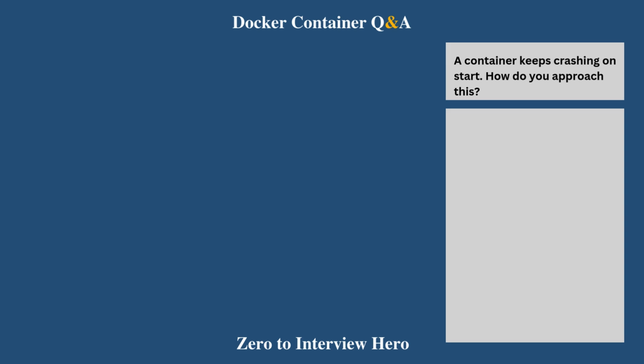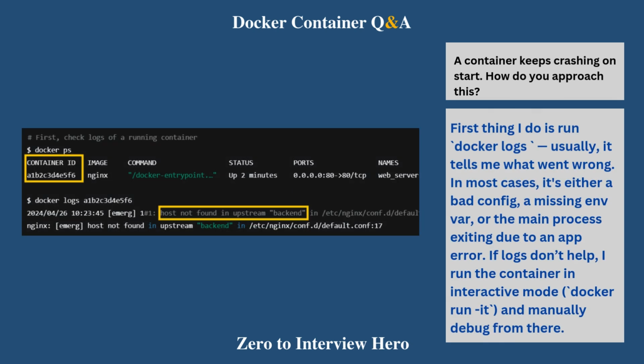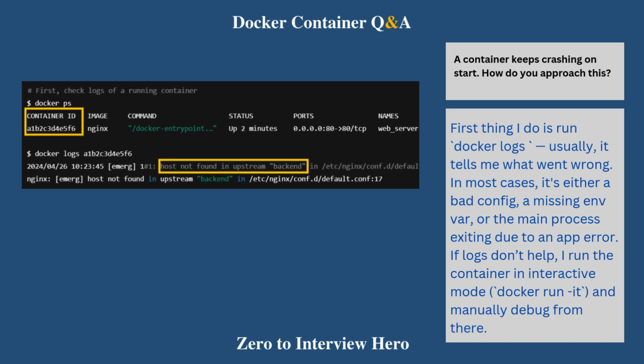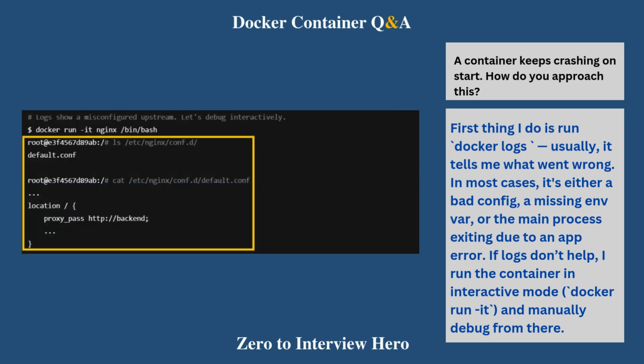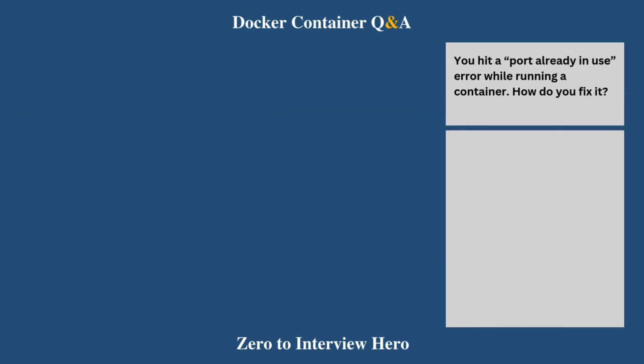Starting with our first question, a container keeps crashing on start. How do you approach this? Here's how you can respond. First thing I do is run docker logs with the container ID. Usually it tells me what went wrong. In most cases, it's either a bad config, a missing environment variable, or the main process exiting due to an application error. If logs don't help, I run the container in interactive mode with docker run -it and manually debug it from there.